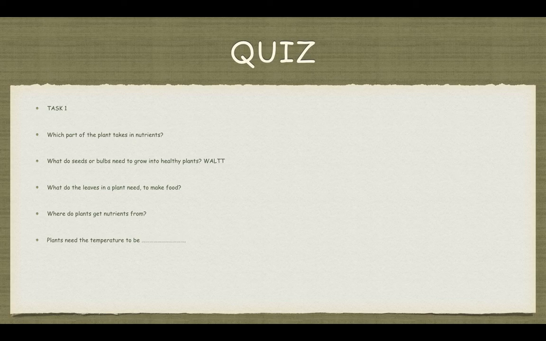Plants need the temperature to be. What words should go at the end of that sentence? Why are plants important to humans and animals? When do plants begin to flower or grow more?